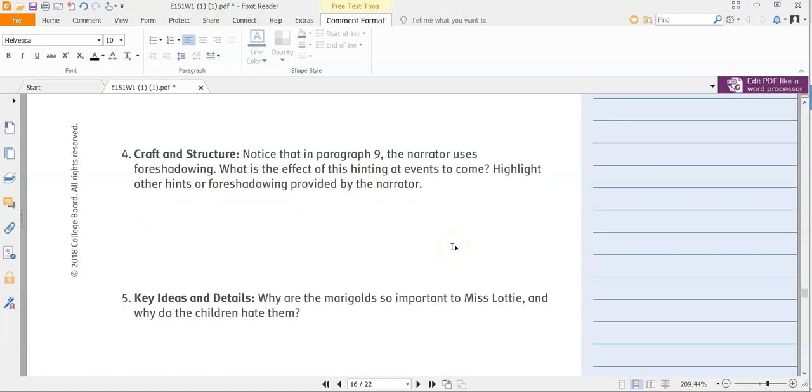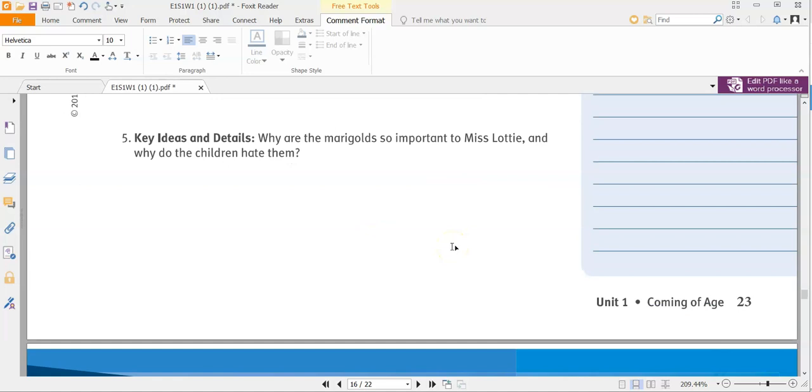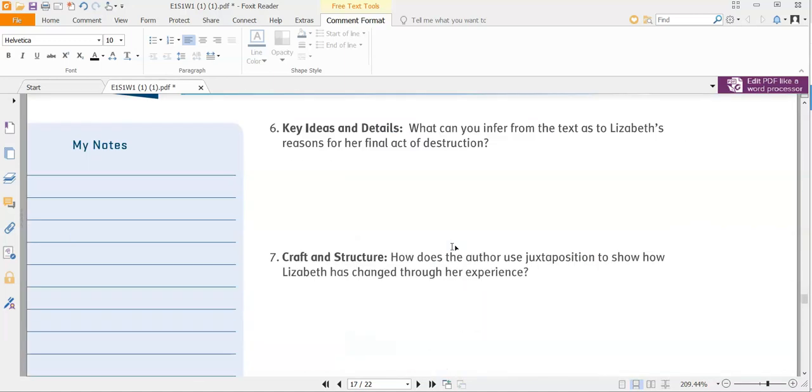You're going to highlight those, and you're also going to answer the question, what is the effect of this hinting at events to come? Number 5 says, why are the marigolds so important to Miss Lottie, and why do the children hate them? So those are 2 questions to answer. Those are inferences that you're making based on what you read. Number 6 says, what can you infer from the text as to Lisbeth's reasons for her final act of destruction? So once again, you're making an inference. You're using textual evidence to support your inference.